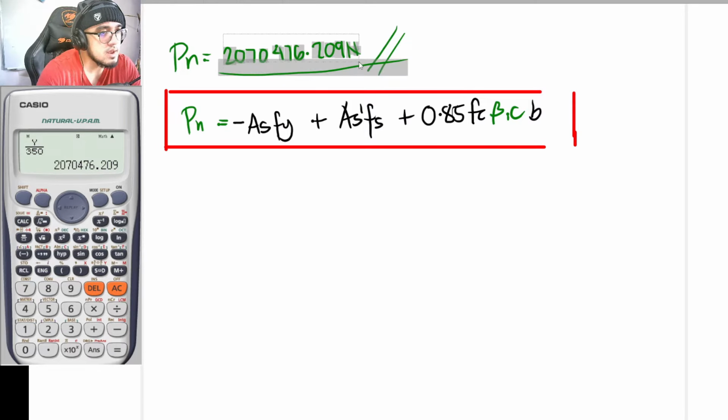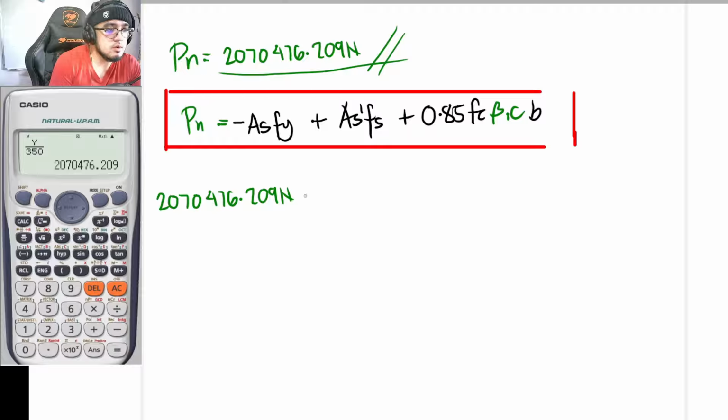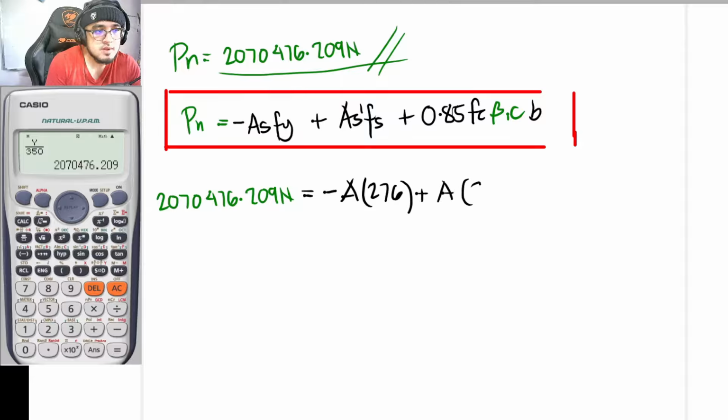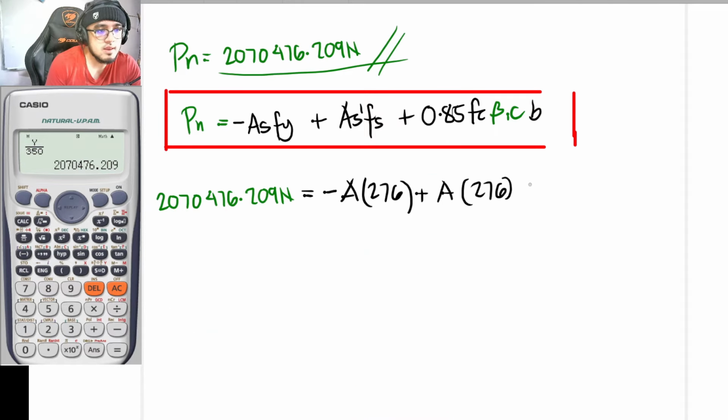So your Pn is to be this. Copy ko lang ulit. Pn is to be equal to negative A, so ito na-store ko ulit kanina, times 276 plus A times 276. So basically, guys, this would just cancel out because our Fs prime a while ago is greater than Fy. So with that, plus 0.85 times Fc prime.